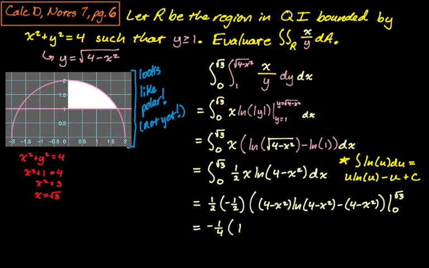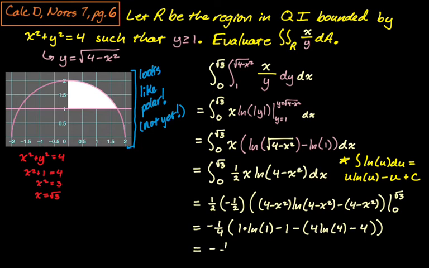Negative 1/4, and now we're plugging in. So 4 minus 3 is 1, and that comes up a bunch. And then when you plug in 0, you get 4 natural log of 4 minus 4. So that's just the fundamental theorem.